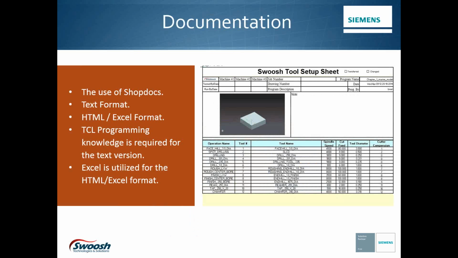Documentation. The use of shop docs. If you guys aren't using shop docs, you're missing a very easy solution to documentation. You can do it in text format or HTML format. The example here on the right I've created for a customer where it's pulling his operation, his tool number, the tool name, spindle speed, the cut feed rate, and the tool diameter, and the compensation number.